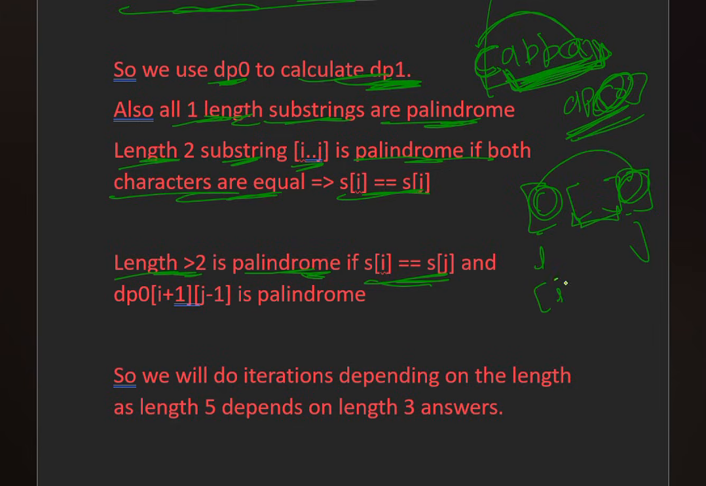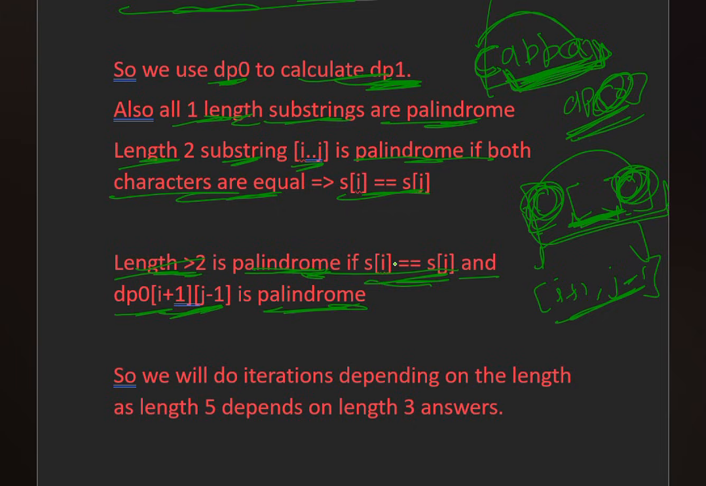this substring from i plus 1 to j minus 1 is a palindrome, right? If this is a palindrome and these two outer characters are equal, then this whole string will also be a palindrome. So it is a palindrome if s of i equals s of j, and dp of 0 from i plus 1 to j minus 1 is also a palindrome.